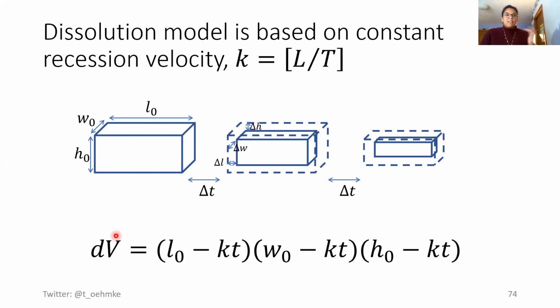When we have this type of model, we can calculate our volume from our mass. When we took out the particles and measured their mass, we can figure that out. Then we can fit our data to find K, which is what we're interested in, because our recession velocity is then our dissolution rate.